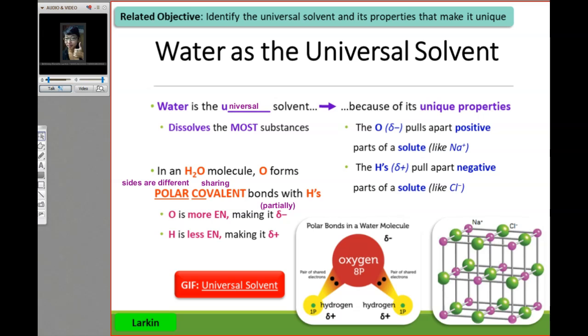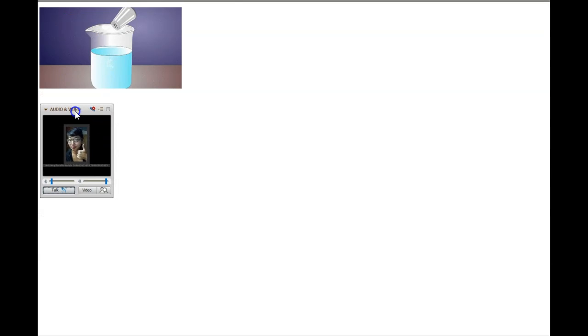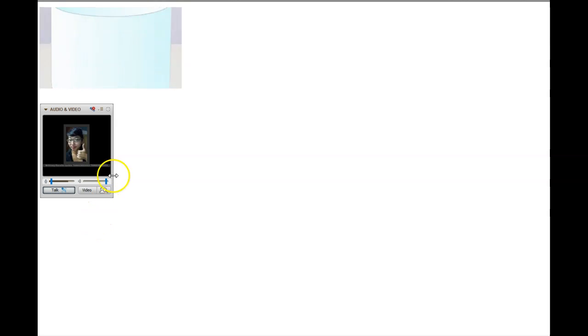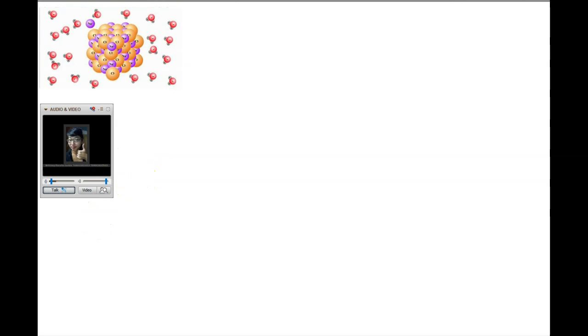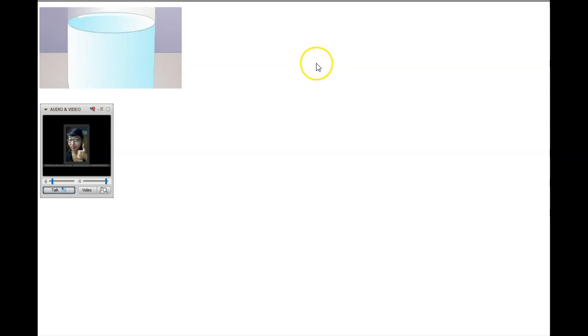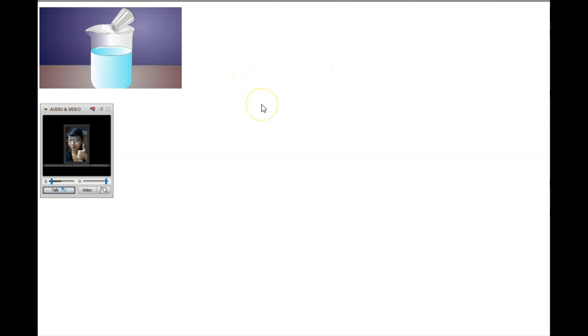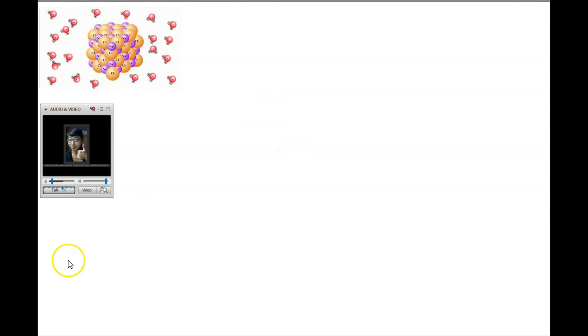Great job. Let me go ahead and show you this link really quickly. What you can see here is that those partially positives and partially negatives of the water are really good at dissolving things because they can attract the different parts of a solute. As this GIF goes, the negative oxygens of water attract all the sodiums, and the partially positive hydrogens of water attract all of the chlorines and actually begin to tear apart the solute.